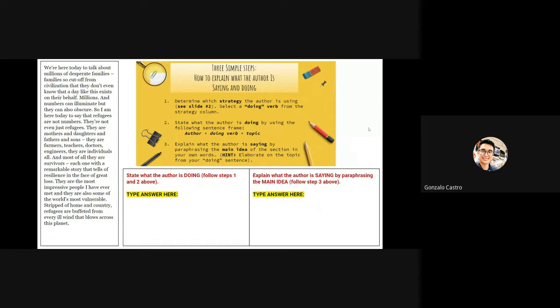Okay, so now that we have watched the speech, let's go ahead and take a look at this first section from the speech. We're not going to paraphrase the entire speech, but we'll look at some sections from it. So in this first section, we want to read it, do our best to understand it, and then follow these 3 steps in order.